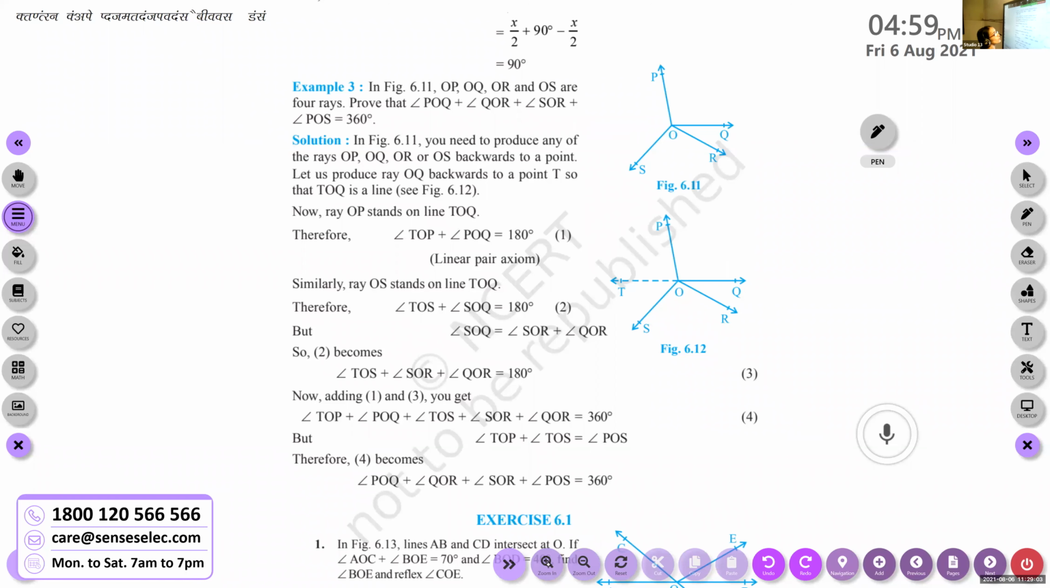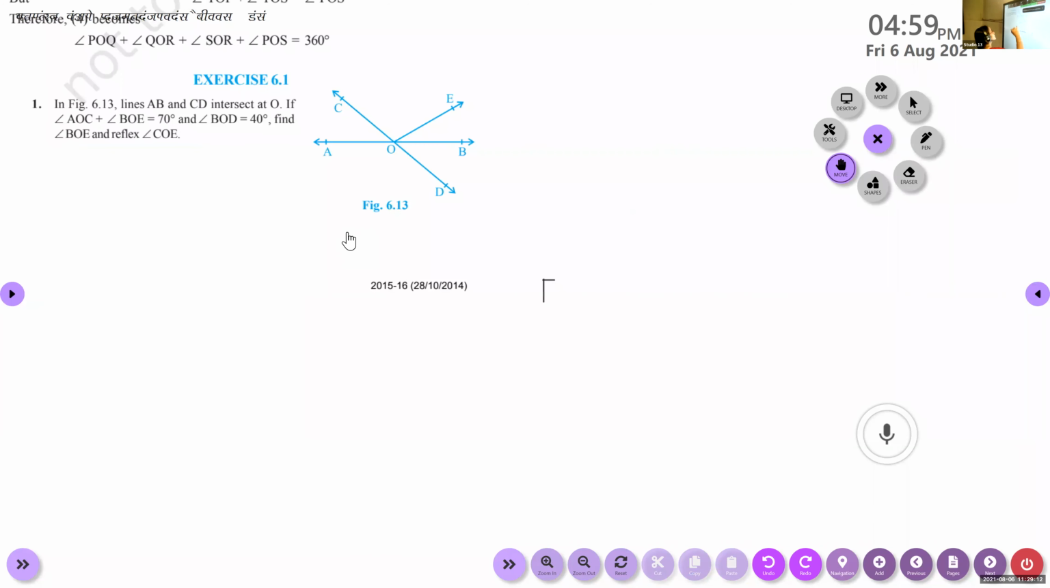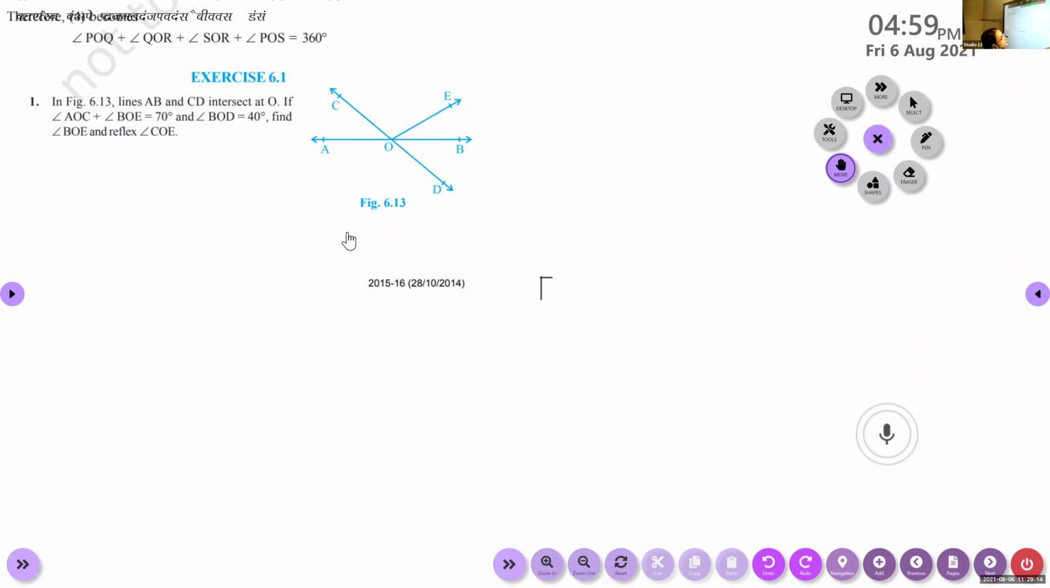Now we will do the next question. Write question number 1 from exercise 6.1. Draw this figure also. It is there in your textbook. You have a textbook. Nayana does not have a textbook, that's why I brought this PDF.